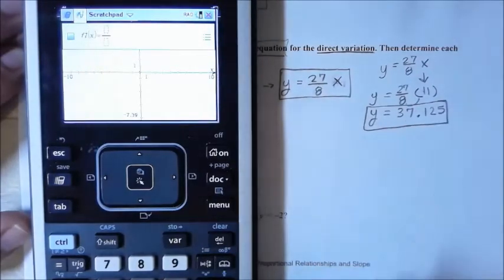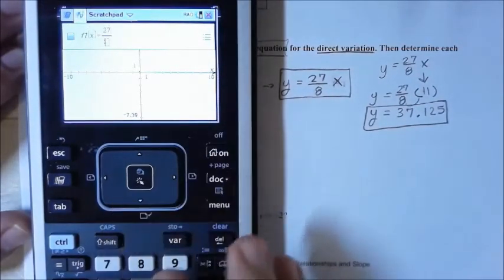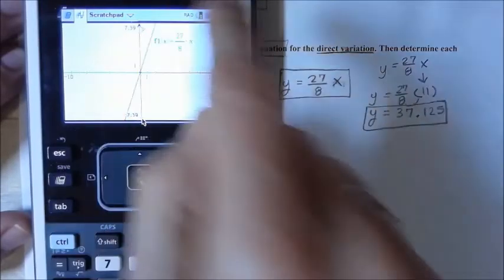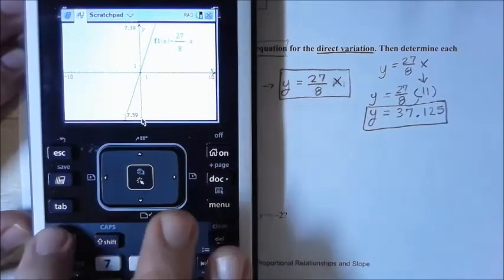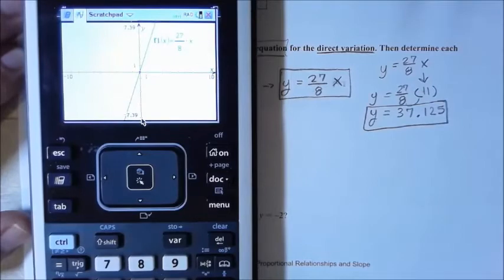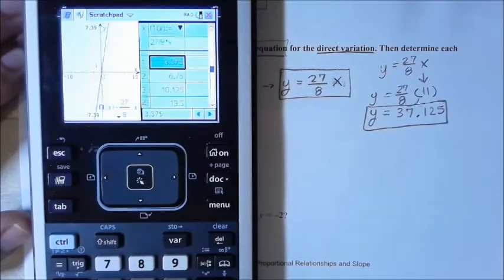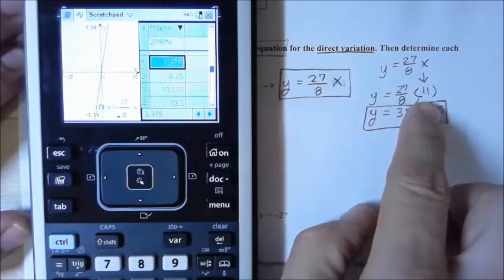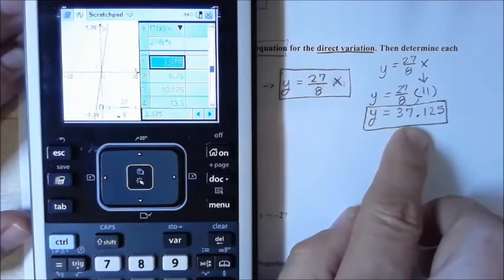So I'm going to go ahead and put in 27 over 8, and then I'm going to multiply it. Let's see, I'm going to put my x in, hit enter, and it's going to graph that function. Then if I hit control and the letter T, I can pull up a table and check my answer. It says when x was 11, my y should be 37.125.